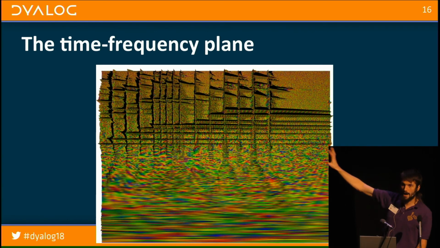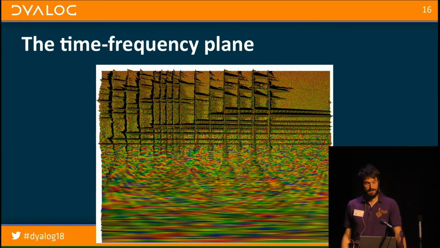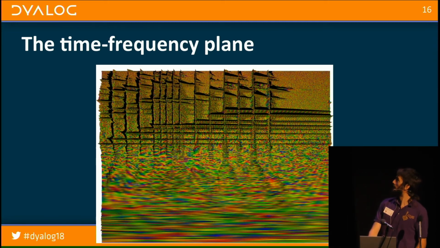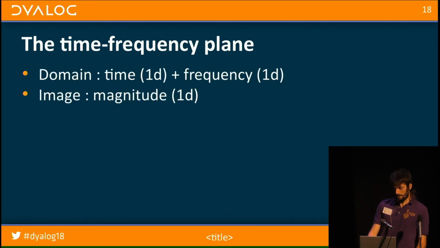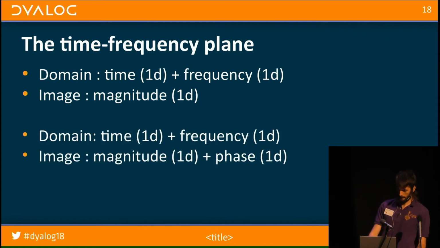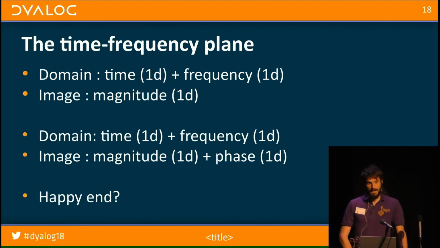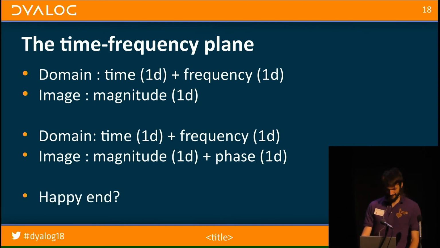Yeah, that's more accurate. Actually, we're not there yet, because remember I told you that things wrap in time and frequency. So to be fair, I need to be more precise, and I need to wrap it around in both dimensions and get something like that. So that's what a sound looks like according to Fourier analysis. So we wanted a 1D image over a 2D domain, and we get a 2D image over a 2D domain. So is this a happy end? Guess what? No.